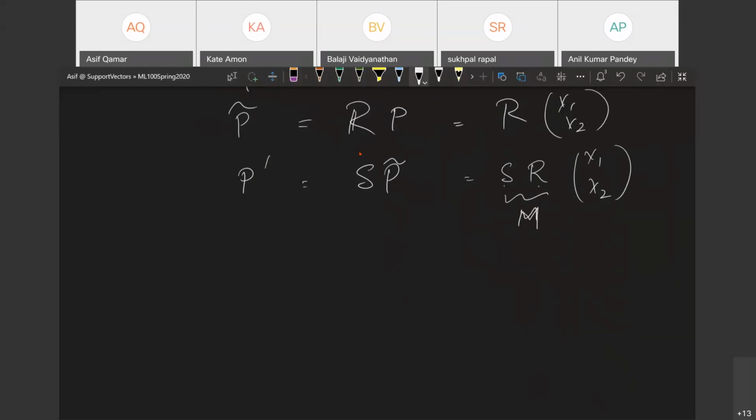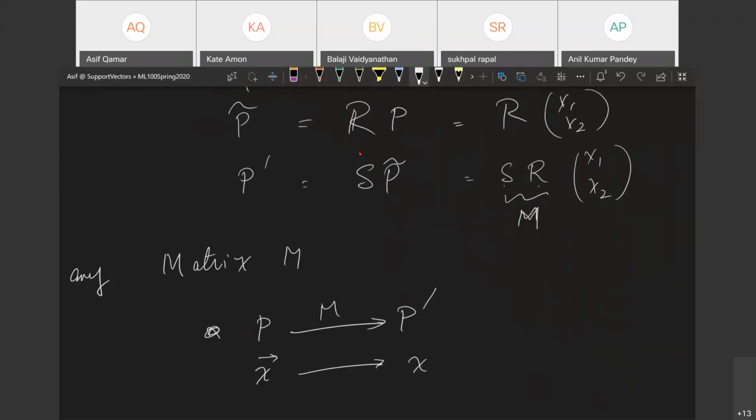So we say that any matrix M will take a point P through M to some other point P prime. Would you agree? Right. It will basically take a point, a vector X, to a vector X prime, to a different point. Does this make sense, guys? In other words, x1, x2 goes to x1 prime, x2 prime. That's what a matrix does. It transforms every point to some other point.